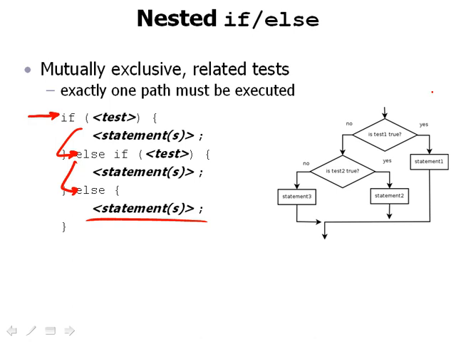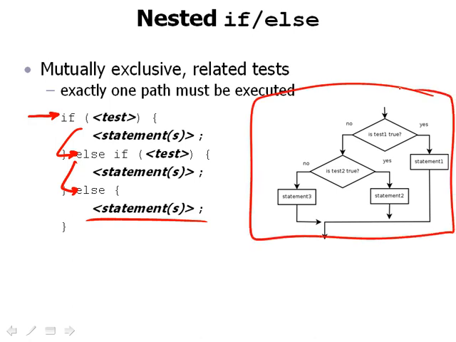So if you look at this diagram over here on the right that sort of shows the flow of this code, it does the first test, might go through that. If it doesn't do that successfully, then it tries the second test. That might cause it to run this code. If that one fails, it ends up at the third group of statements.